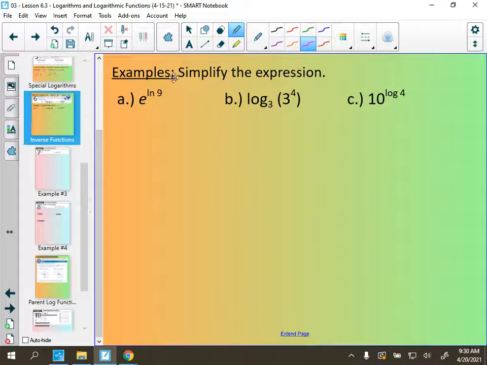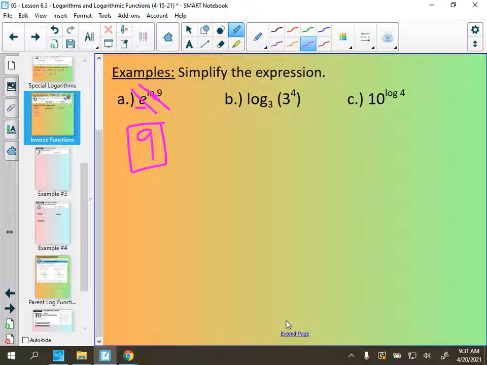So when it says simplify the expression, fine. I need to make sure that the base of my power is e. What's the base of this logarithm? We just got done talking about it, right? If I see that little ln, that's an e base. So e power base, e log base, cancel. This just has a value of 9, whatever we were taking the log of in that case.